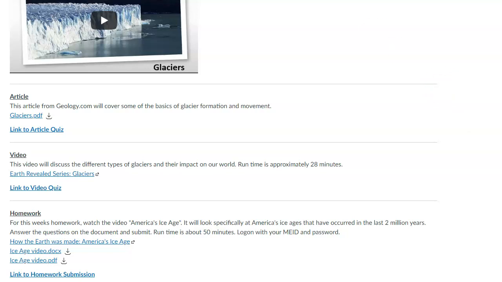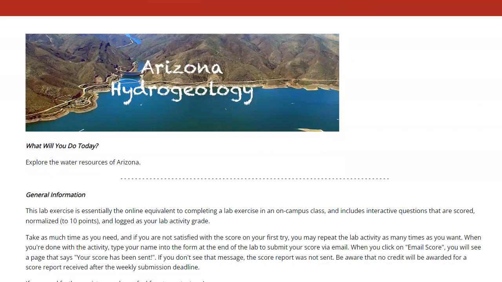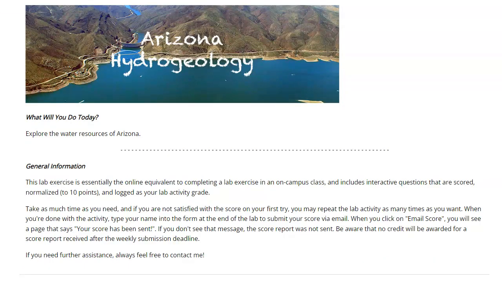And finally, for the lab, we try to match the lab and lecture, but it doesn't always work out that way. This is kind of related, and we just did finish up some water stuff. So the lab is actually going to be this one here, where we're going to look at Arizona hydrogeology. So we're going to look at the surface and groundwater and how we manage water in Arizona. And that's what the lab will be. And of course, the format is, as always, what you're used to. You're just going to go through the content, click the links, look at the maps, answer the questions, and then submit that for a grade.